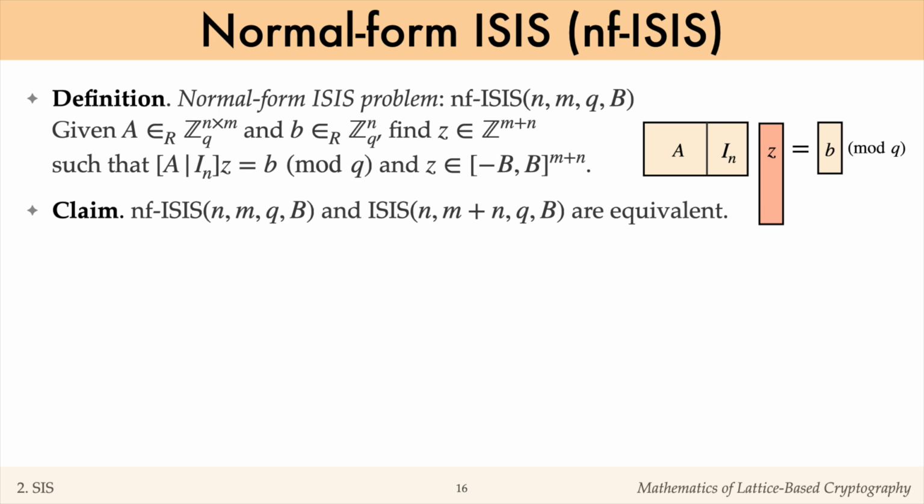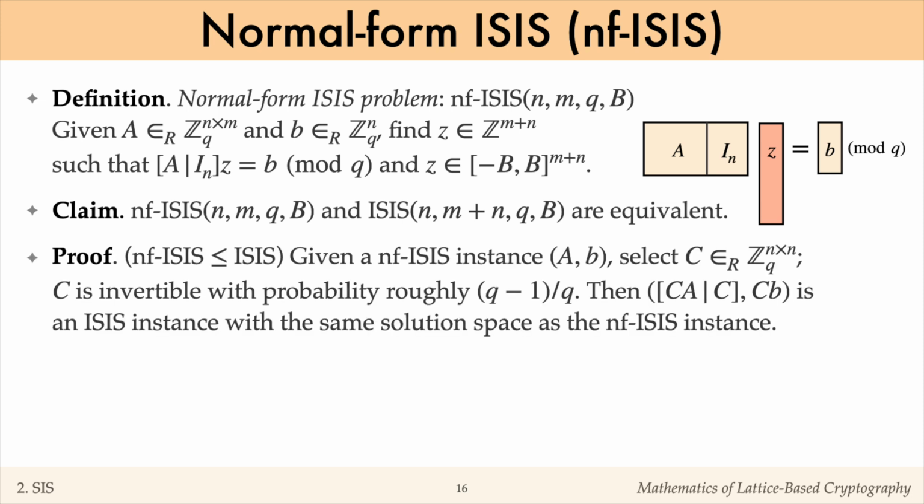I claim that the normal form ISIS problem with parameters n, m, q, and b is equivalent to the ISIS problem with parameters n, n plus m, q, and b. We'll first prove that normal form ISIS reduces to ISIS. So suppose we are given a normal form ISIS instance (A, B). We'll select a random n times n matrix C. Now, C is invertible modulo Q with probability roughly Q minus 1 over Q. To argue this heuristically, assume that the determinant of C is a uniformly random integer modulo Q. Then, the probability that the determinant is non-zero is Q minus 1 over Q.